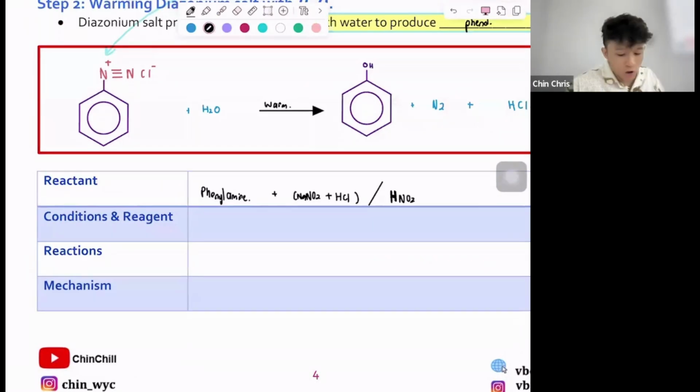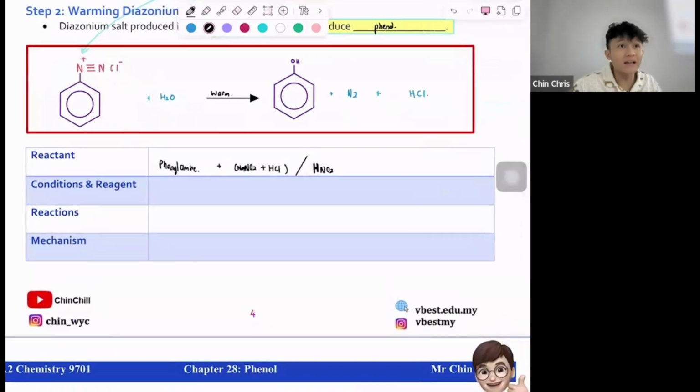Understand? So I need NaNO2 plus HCl, or I can straight away introduce nitrous acid. Okay, so that is the reactant. There are two different steps. The first step, we have to do it below 10 degrees. The second step, then we have to warm with H2O. Clear?